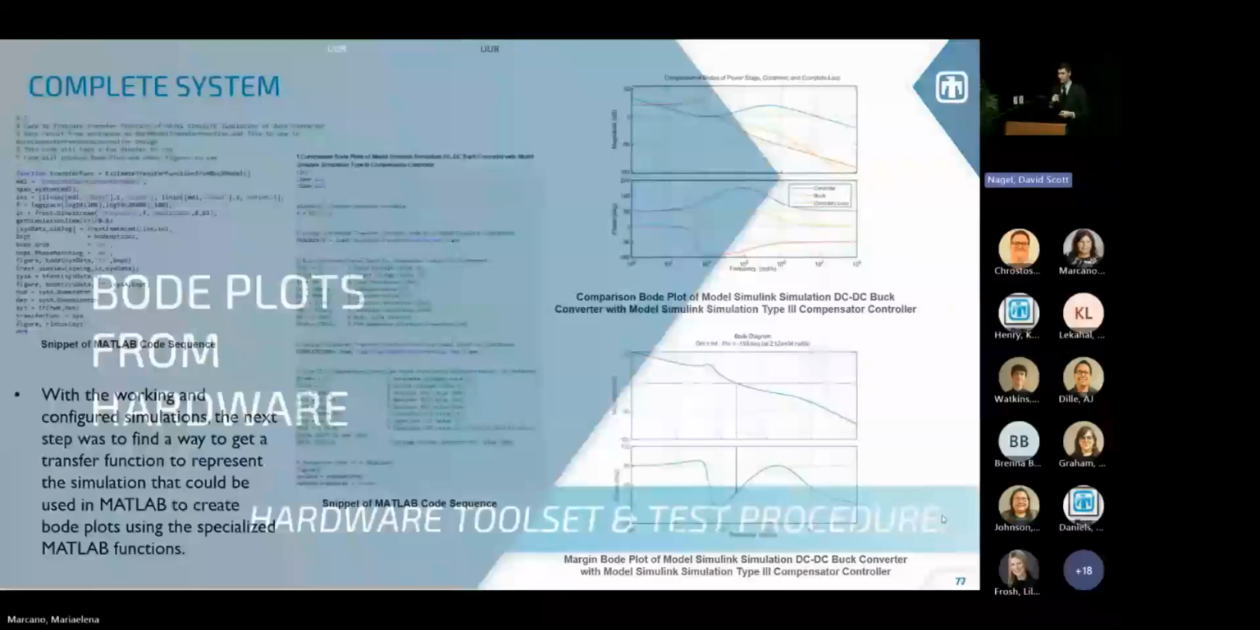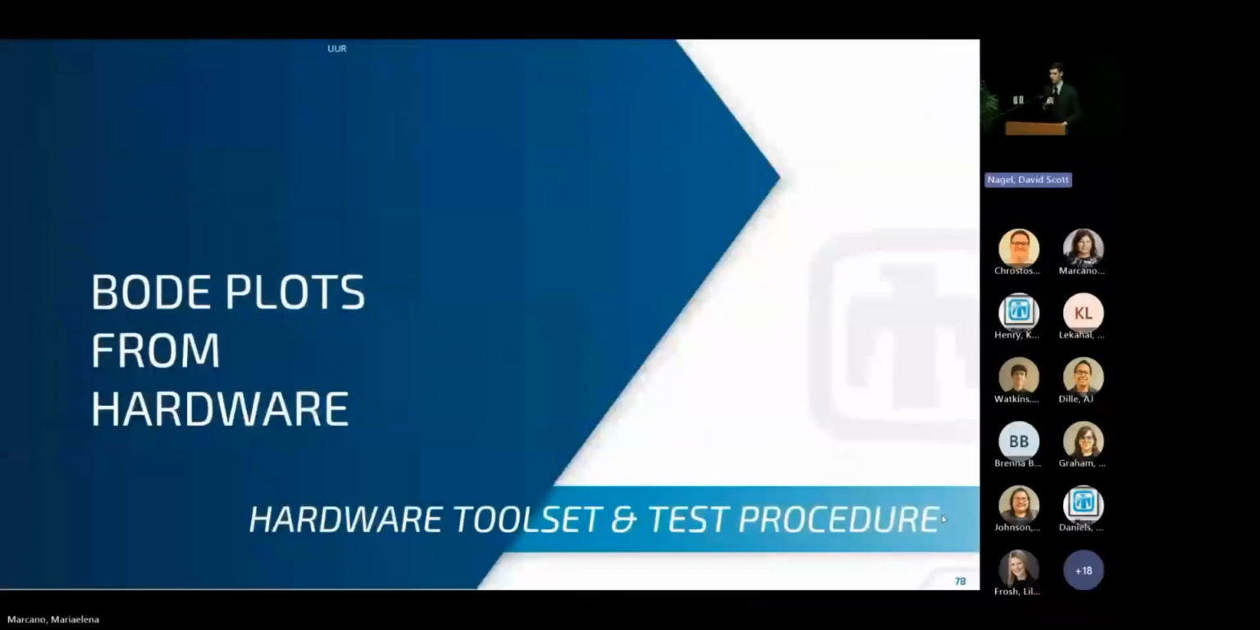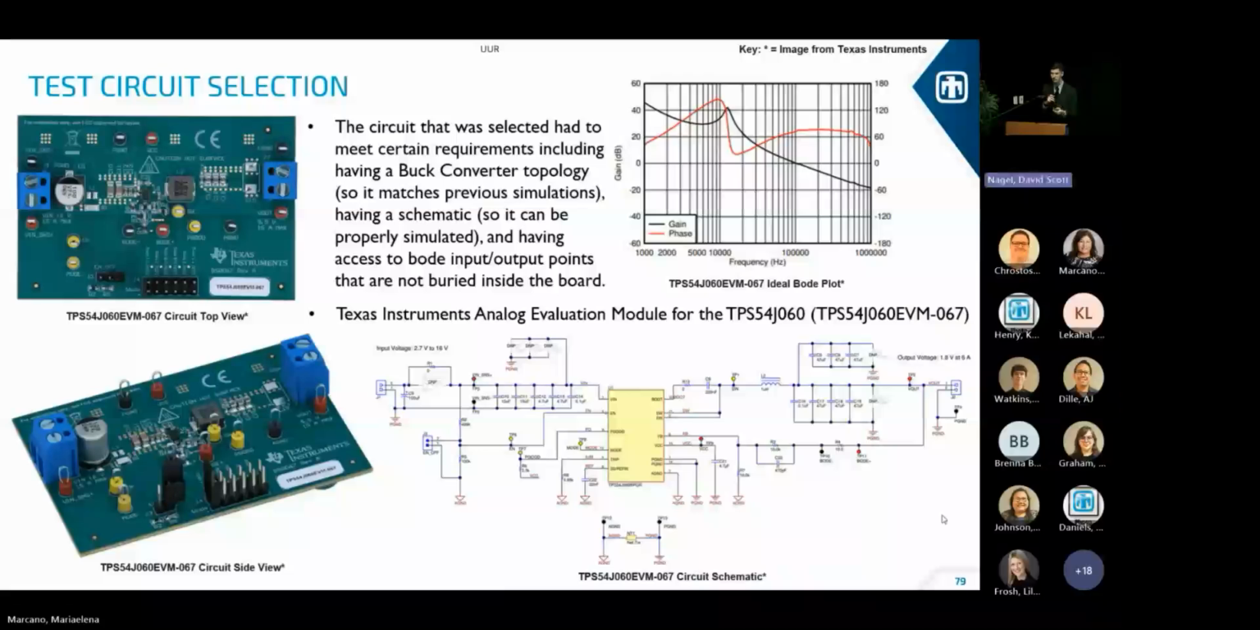But then the last step, the main focus of my project, was creating Bode plots from hardware. So creating a hardware tool set and test procedure was my main focus. Part of that was picking a circuit that I could test. The circuit that I ended up choosing was this circuit right here that had clear open points where I could inject the signal across a terminating resistor and measure the input and output response to get the frequency response of the buck converter and the compensator.